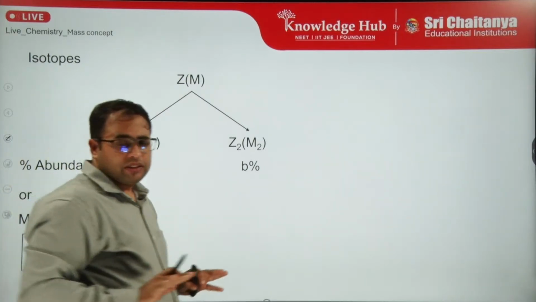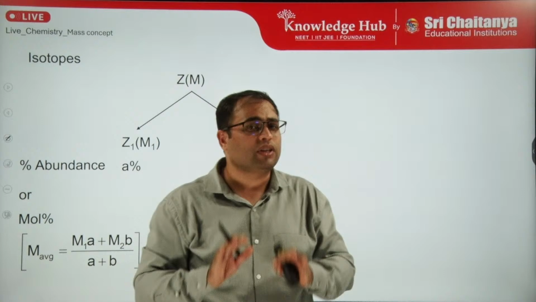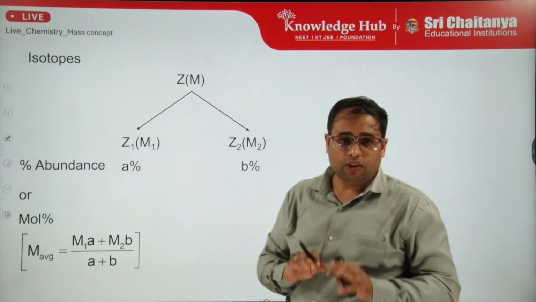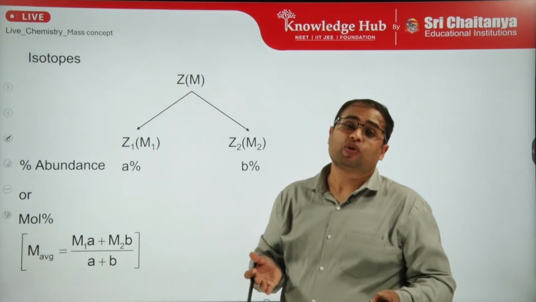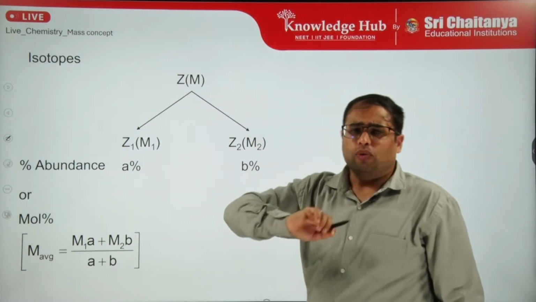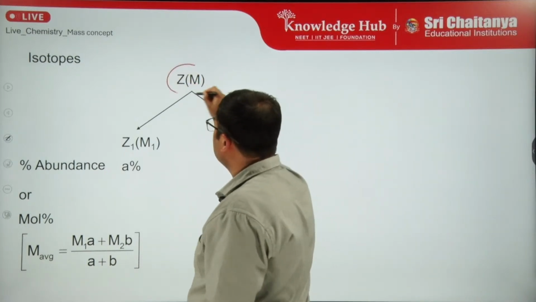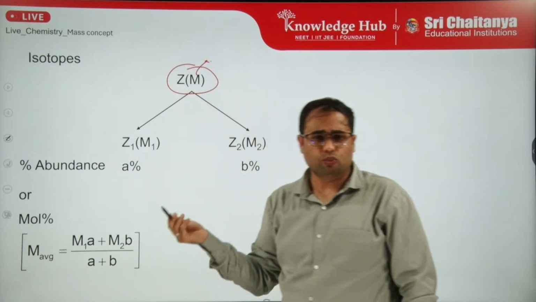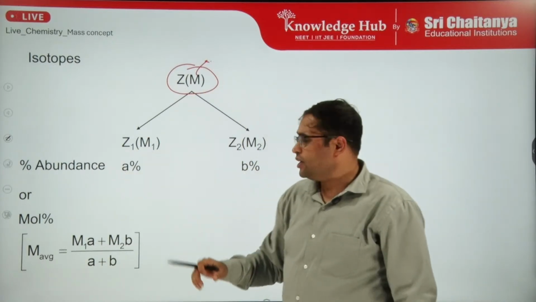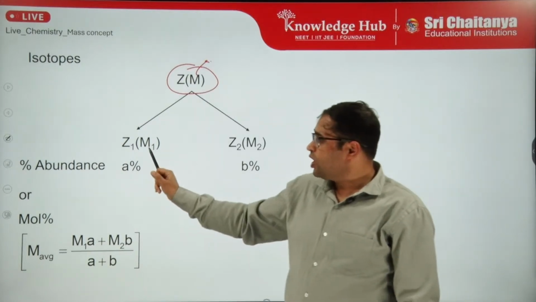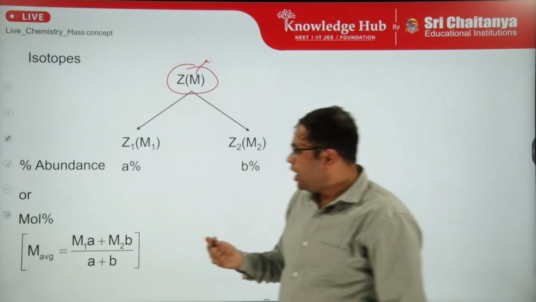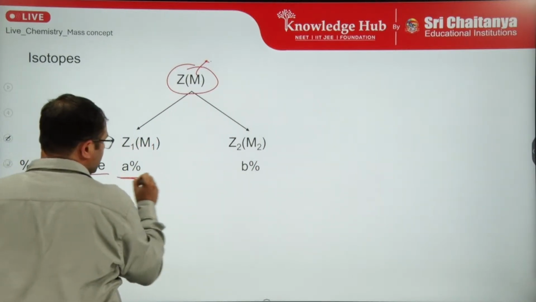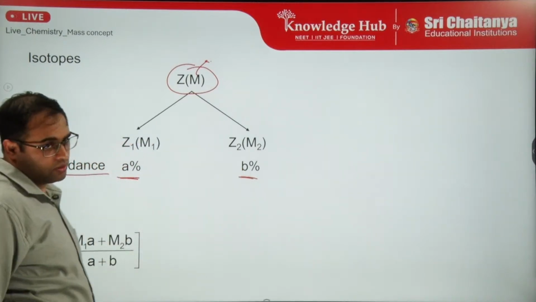Now after knowing this, let us address the elephant in the room. What we were actually doing? We were actually calculating average mass, right? So suppose I have an element Z which has this as its molar mass, average molar mass. Now this Z has two isotopes, Z1 and Z2, with molar masses M1 and M2. Now percentage abundances of both of them are A% and B%, right?